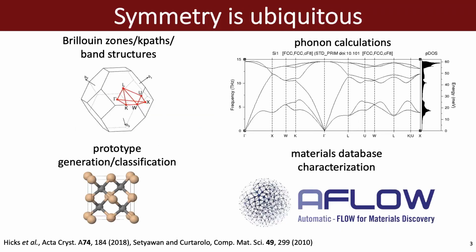So why is symmetry important? In particular, it's used throughout the entire AFLOW code. For example, we've already seen a little bit with the Brillouin zones that Corey mentioned in session 1 and the K-paths. These are symmetry dependent, and we need to know what the symmetry of the crystal looks like to determine the Brillouin zone and also these high symmetry K-paths.